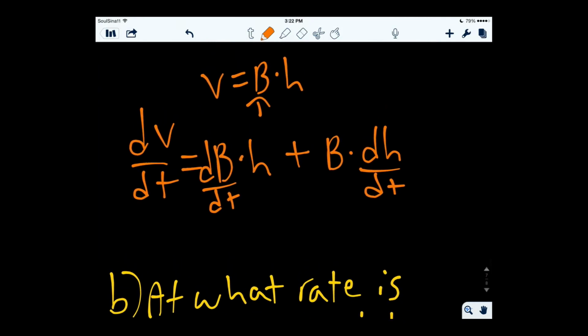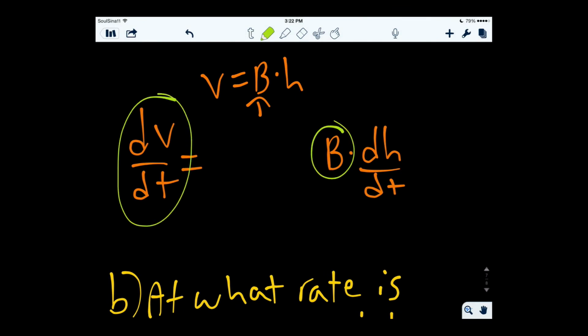As we're pouring water in, we know that the base is not changing. So if the base is not changing, this value, dB/dt, is 0. 0 times H is just 0, so this does not even matter. Now we have B, which we know is 18 feet squared, and we have dV/dt, which was given to us as 0.7 feet cubed per minute.